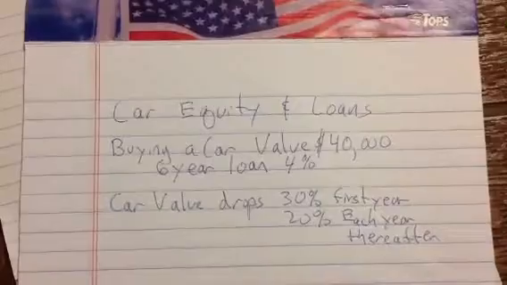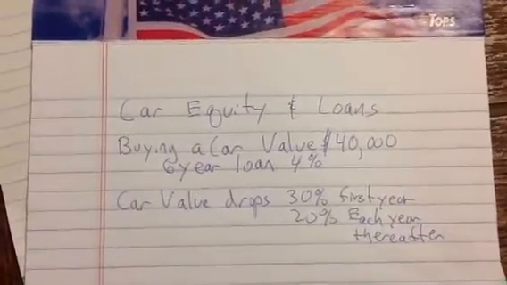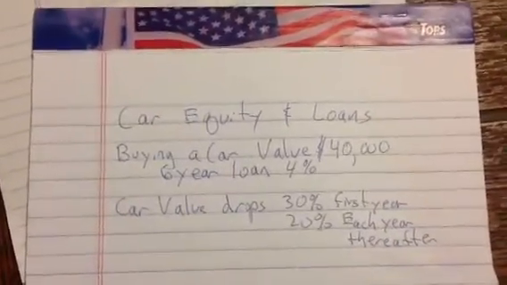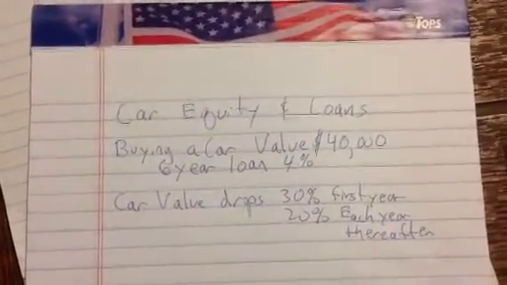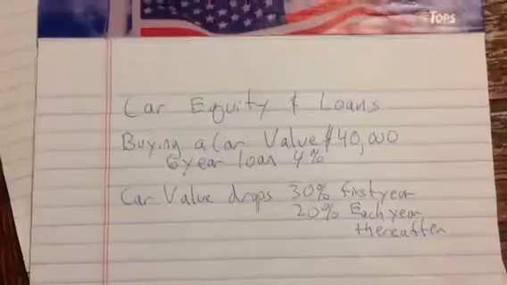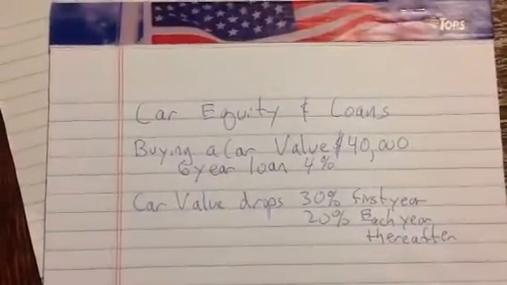Okay, looking at a loan problem with equity. This time it's going to be a car equity and the loan. So just make up some numbers. Say you buy a car with a value of $40,000. So getting your cool dream car here. And they give you a 6-year loan at 4% interest.